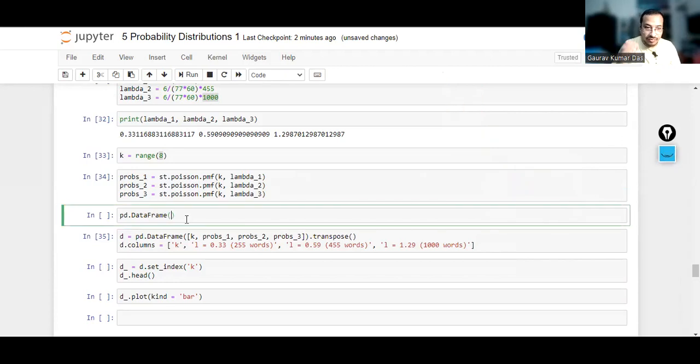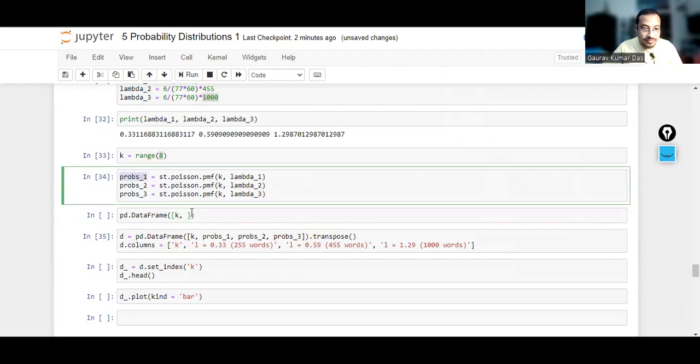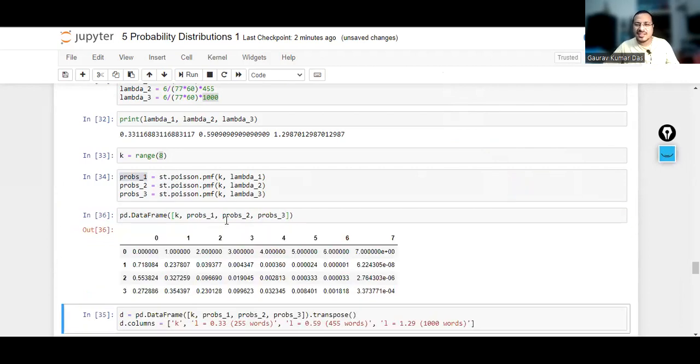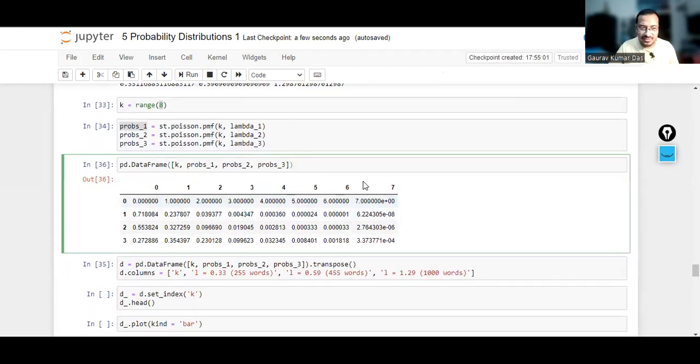So ultimately, first I need to create a data frame for me to plot a group bar plot, right? So data frame of, let's say I'm putting k, I need k also, right? And probs 1, probs 2, probs 3. These are simple things which I've already done before, guys. Okay, but still I'm repeating it for your sake. I don't want it in this way. I want it in the vertical way, of course. Transpose.